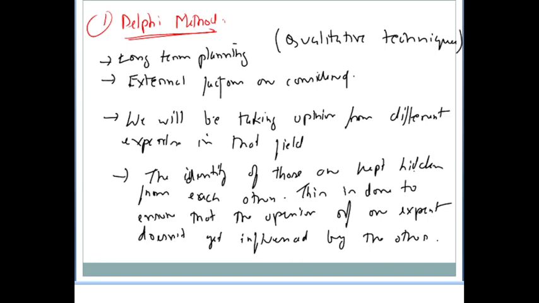These are mostly all the important concepts that will be asked based on the Delphi method, that is, what is done in the case of the Delphi method. Here we take opinions from several experts from that field, and the identity of the experts is kept hidden from each other in order to ensure that their opinion doesn't get influenced by the other. This is long-term planning.